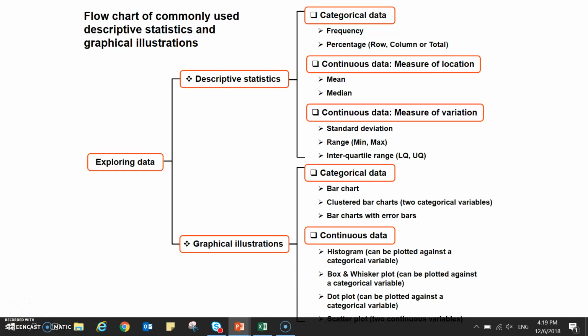This is a flowchart to show you the commonly used descriptive statistics and graphical illustrations that can help you present your data. When you're exploring your data, you can look at various descriptive statistics depending on whether the data is categorical or continuous. And depending on your research question as well as the data that you have, you will choose the appropriate graph to present your data. It could be a histogram, dot plot, or bar chart, or many other types of possible graphical illustrations.